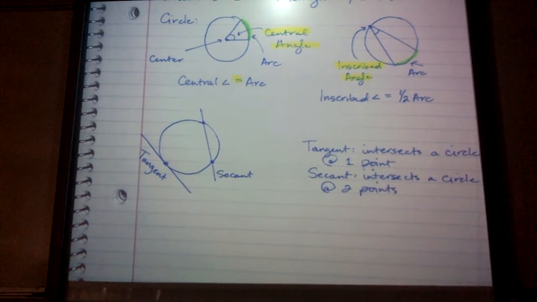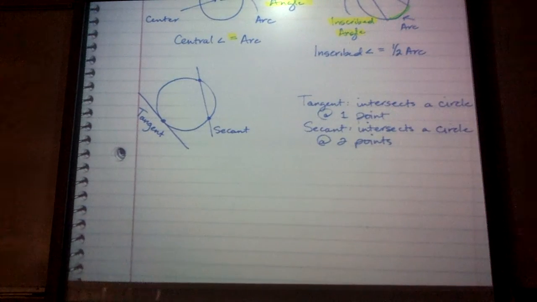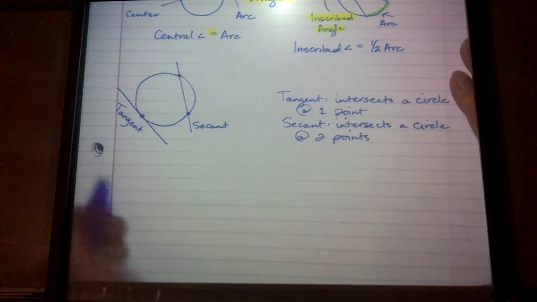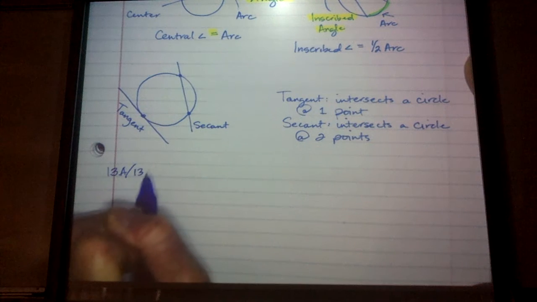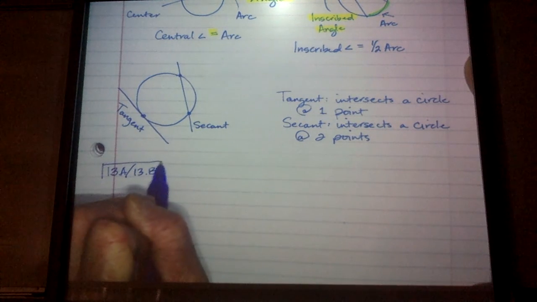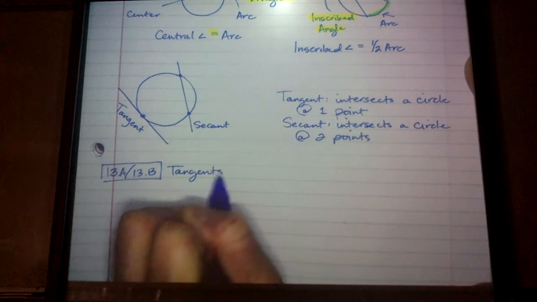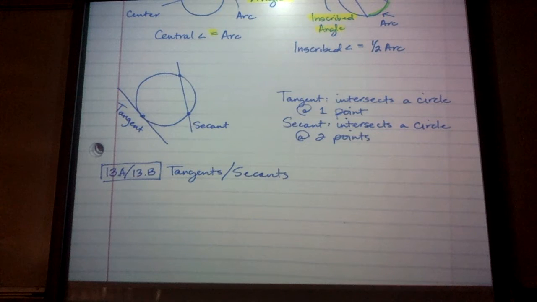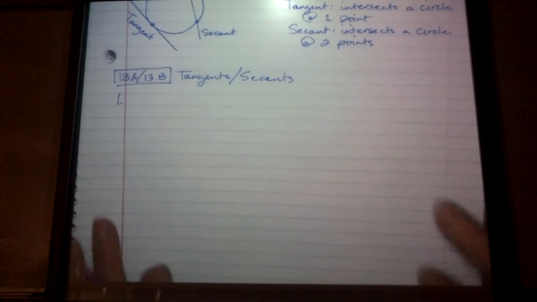We're going to do some examples going over the properties covered in this section of the book. In 13.A and 13.B, they review the properties of tangents and secants. So we're just going to do examples as I go covering these properties.